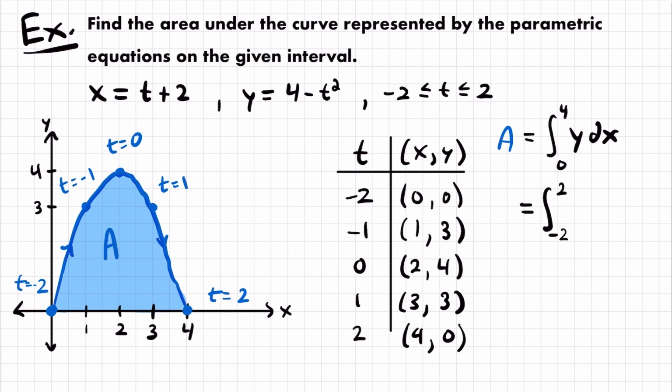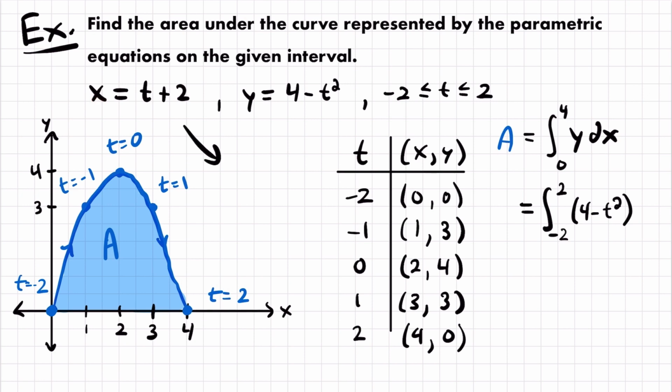Okay, and now what we want to do is replace y with what it's equal to in terms of t. And we know from our set of parametric equations that y is equal to 4 minus t squared. So we can write in 4 minus t squared for y. All right, and now all that's left is to rewrite dx in terms of t. We want to have some function times dt.